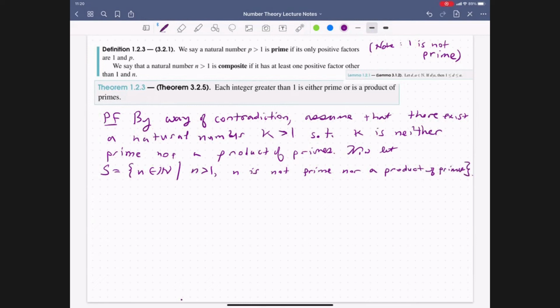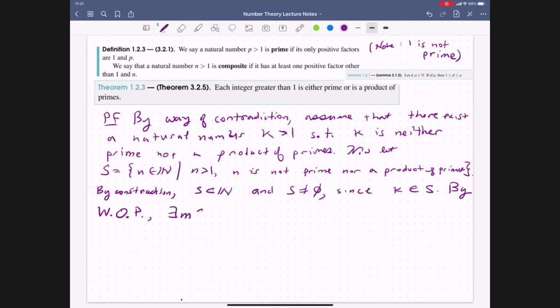So by construction, we have that S is a subset of the naturals, and S is non-empty. Why? Since k is in S by our contradiction assumption. So by the well ordering principle, there must exist an m in S that is a least element.